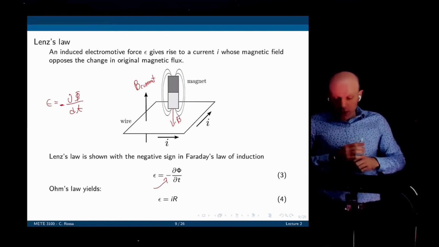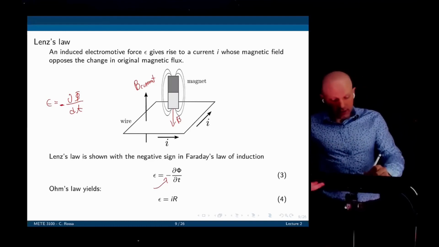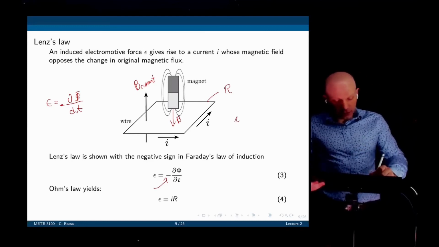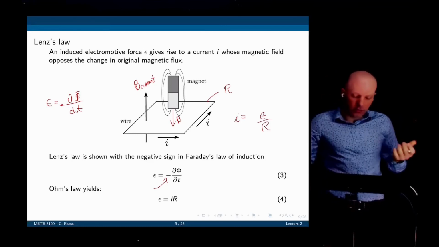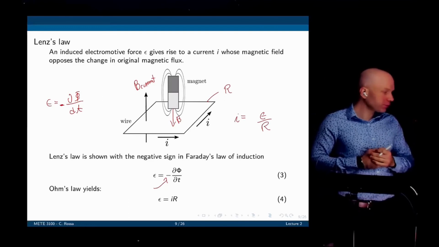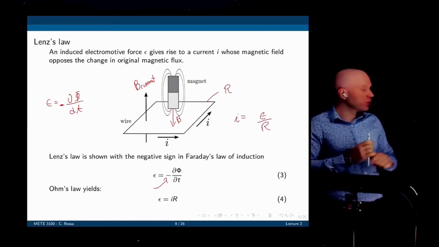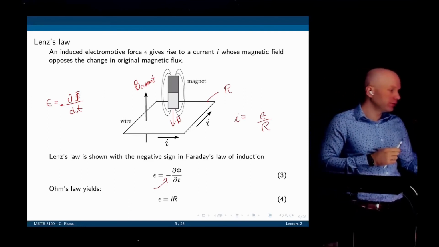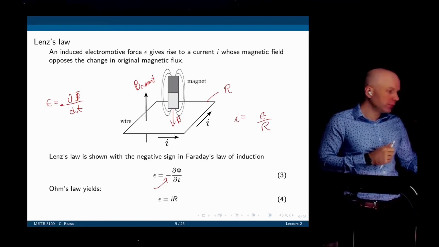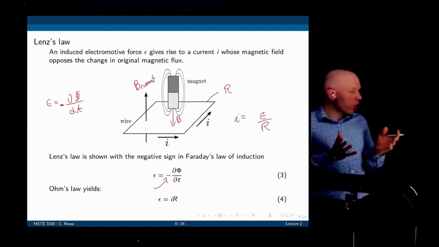All right. If now this wire has, let's say, a resistance of R, then the current is very simple to calculate. It is the induced EMF divided by the resistance of the wire itself. Okay. Any questions here? No? All right, this is a simple concept.